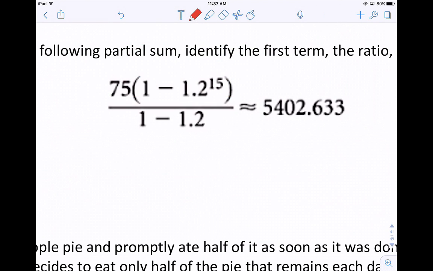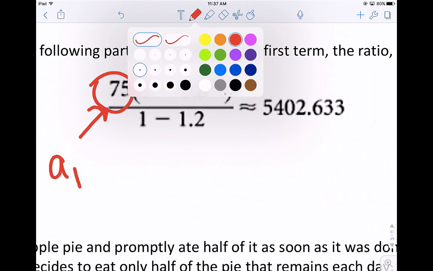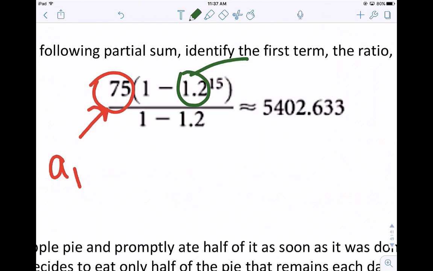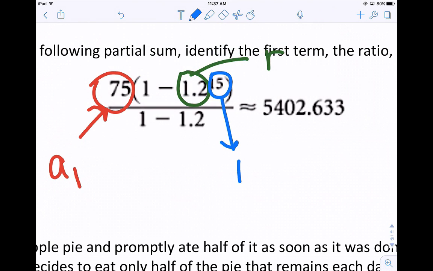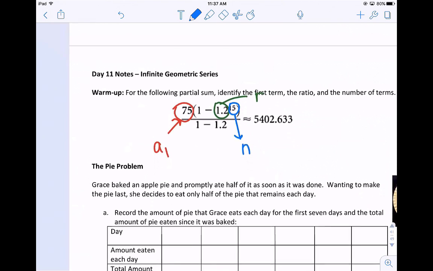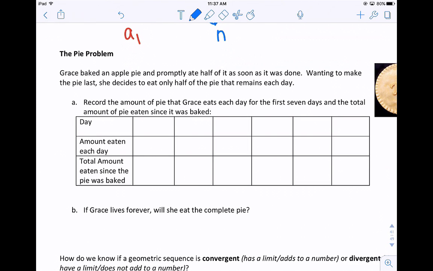Here's the first term. It's the 75 hanging out here, first term. Our ratio is this 1.2 right here. And that 15 is the number of terms, which is n. Doesn't look like an n. Here we go. Okay. We're going to look at the pie problem today and relate that to this new equation we're going to learn for infinite geometric series.